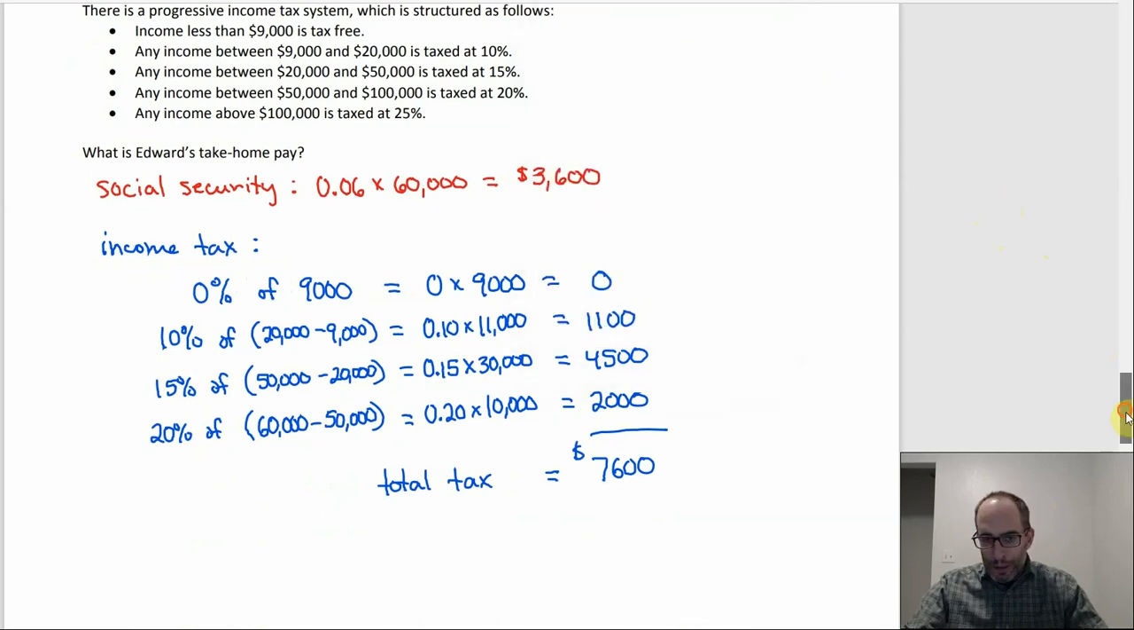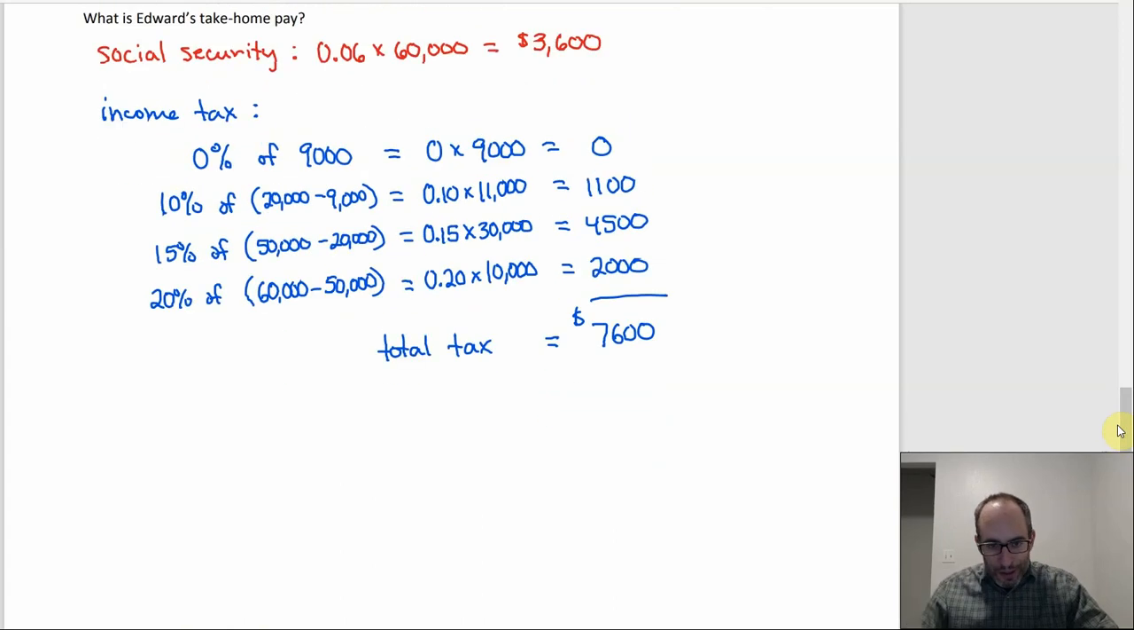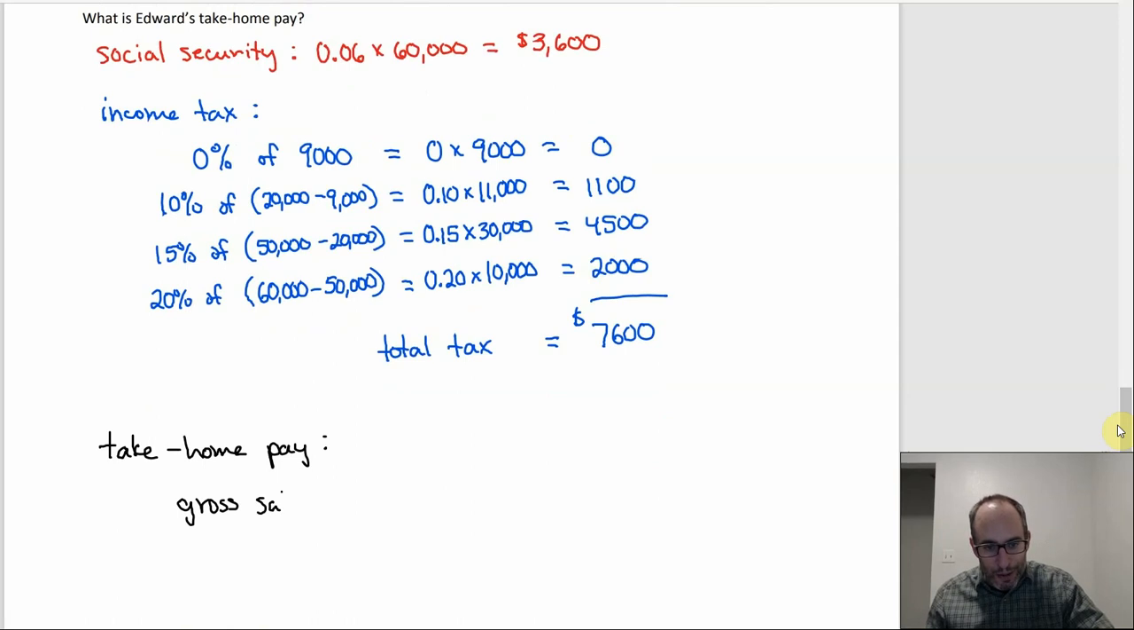I need a little more room. There we go. All right, so the take-home pay. Let's see what we got. We'd start with the gross salary, and then we would just subtract out the other two things that we figured out. We'd subtract out Social Security, and we'd subtract out income tax.